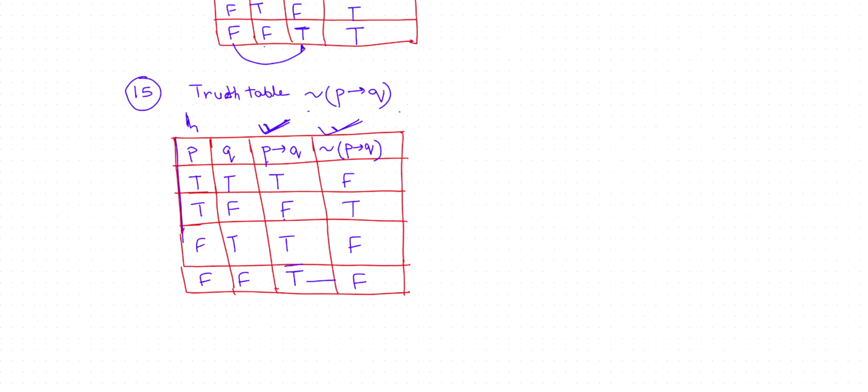Okay. Let's do one more problem. Just remember that only this case gives false, when a true hypothesis gives a false conclusion, and then we negated it. So it was only one false here, but when we negated it, it gives only one true here.